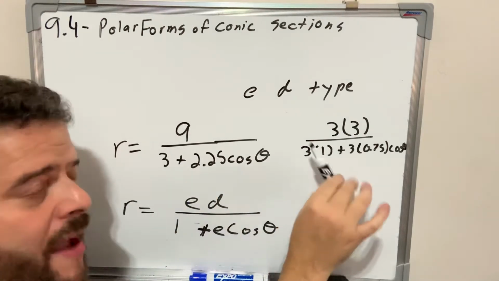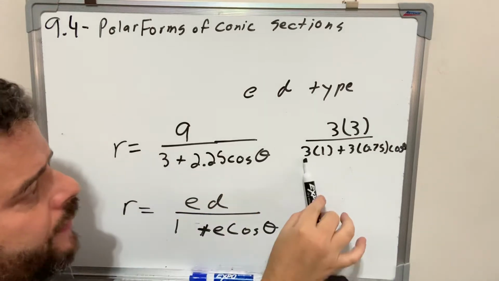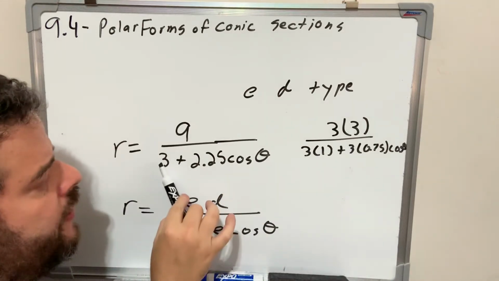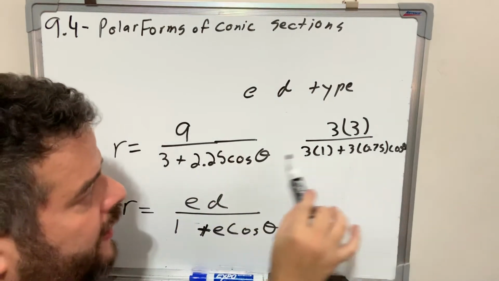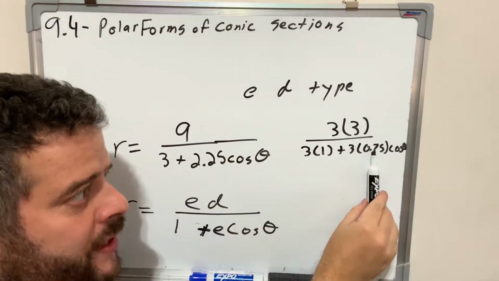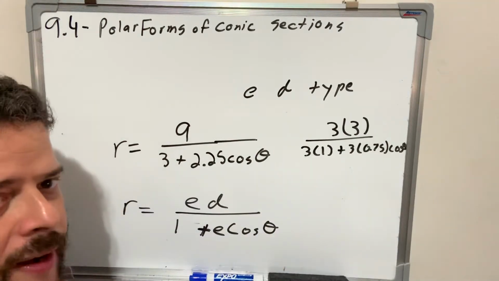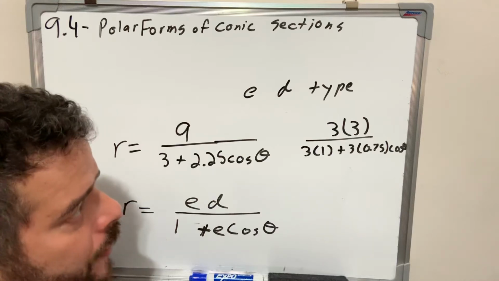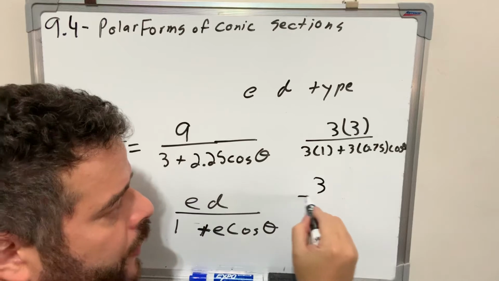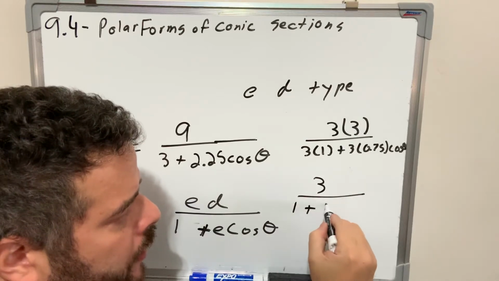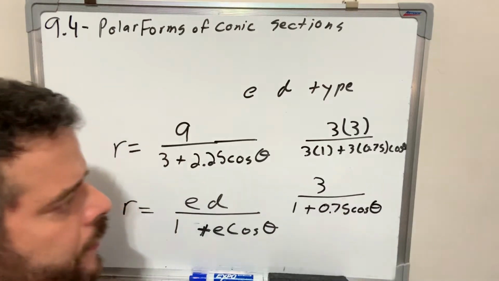I haven't divided yet. I'm just breaking it down so you can see it. 3 times 1 is 3. 3 times 3 is 9. And you divide this number by 3 and put the answer here. 3 times 0.75 is 2.25. What do I do now? Get rid of my 3's. And I am left with 3 over 1 plus 0.75 cosine theta.